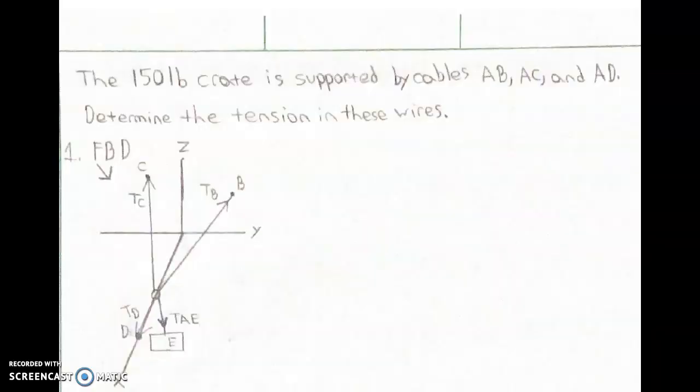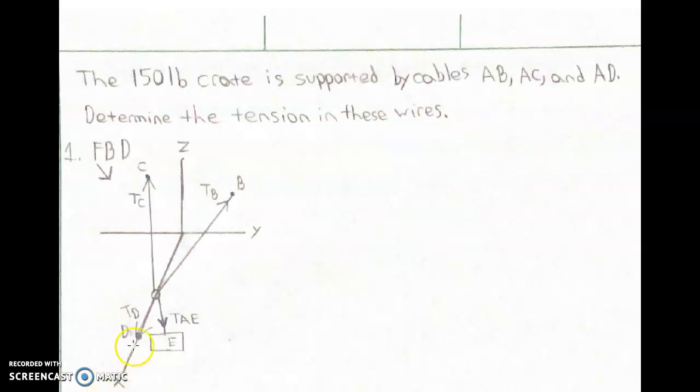Here is my free body diagram from the photo that they give us in the book. We have a tension C going in the direction of point C. We have a tension B going from point A to B, and then we have a tension D from A to D. And then we have a tension downward from A to E of our grate.